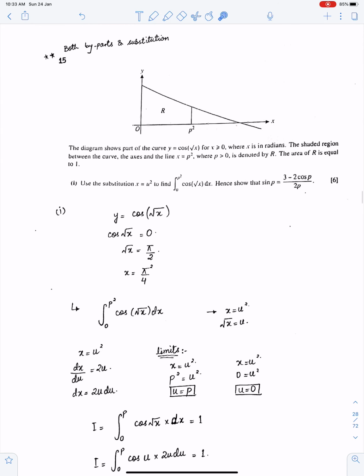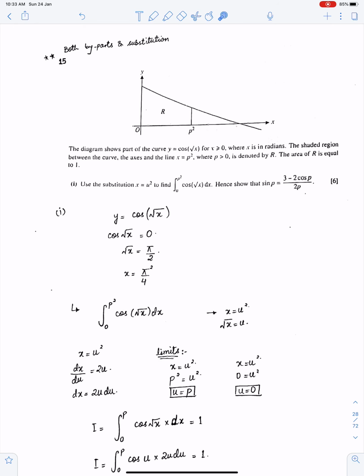This is the substitution and by parts question. Part 1. Use the substitution x equals u square, find this and then show this. So this is the substitution. We need this area, and it's given the area is equal to 1. Y is equal to cos root x. This is the equation. So cos root x equals 0, x is pi square upon 4.